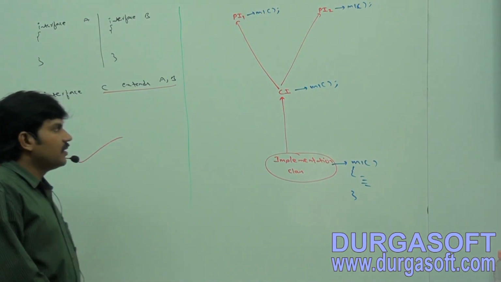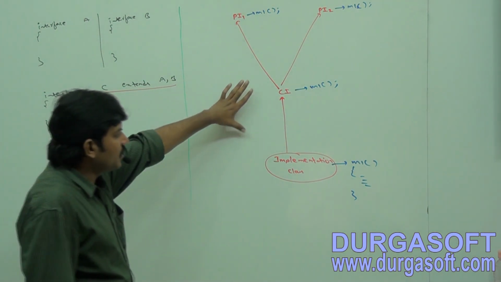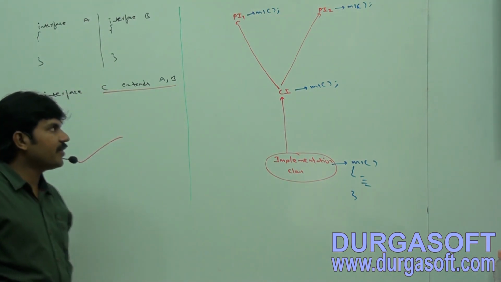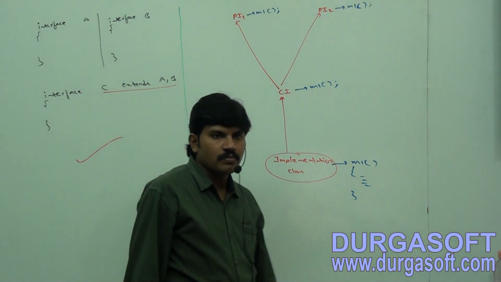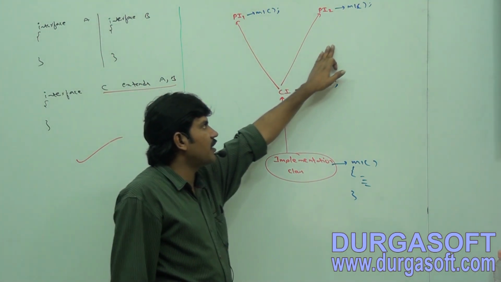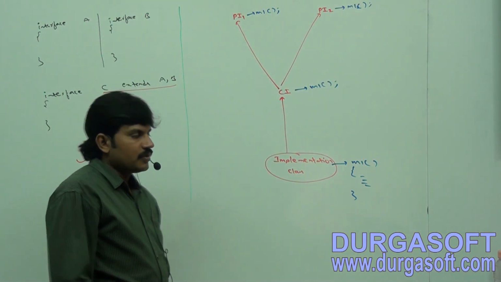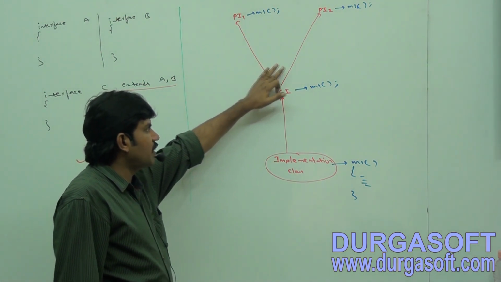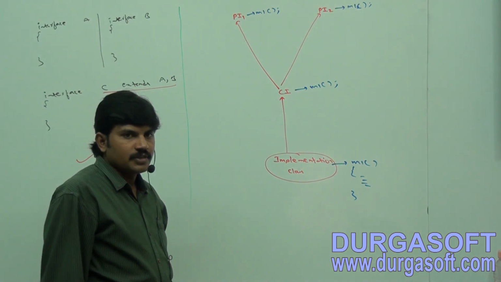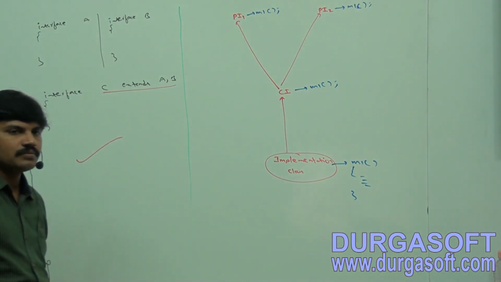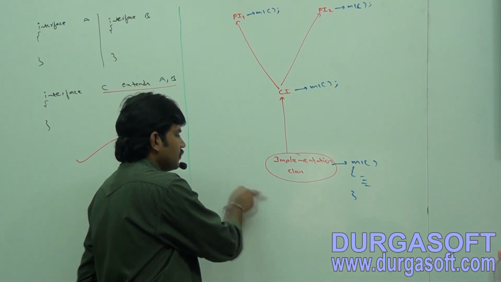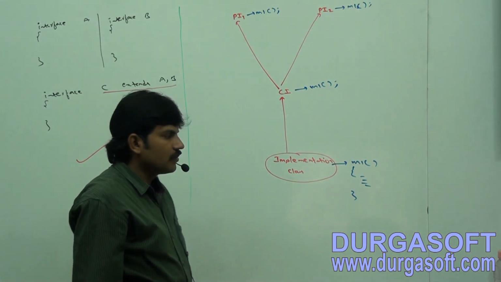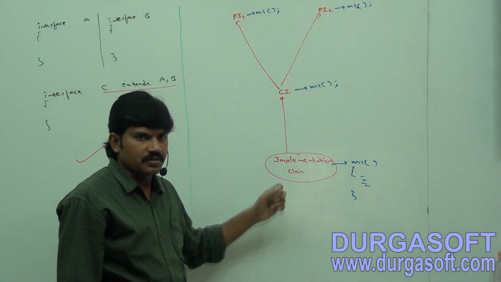Okay, add. Take this diagram first. Parent interface 1 contains M1, parent interface 2 also contains M1. Next, the child interface also contains the M1 method. Now this one is nothing but the implementation class.